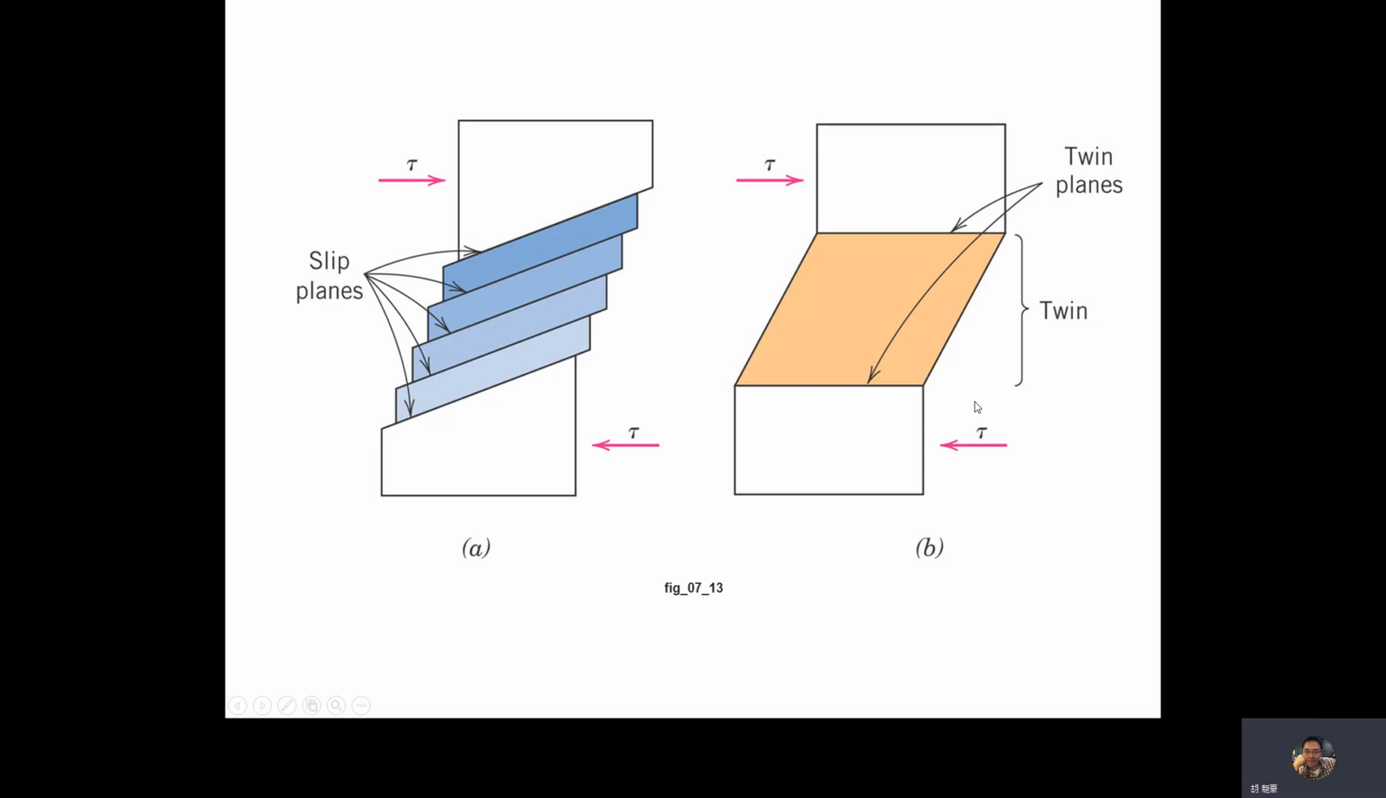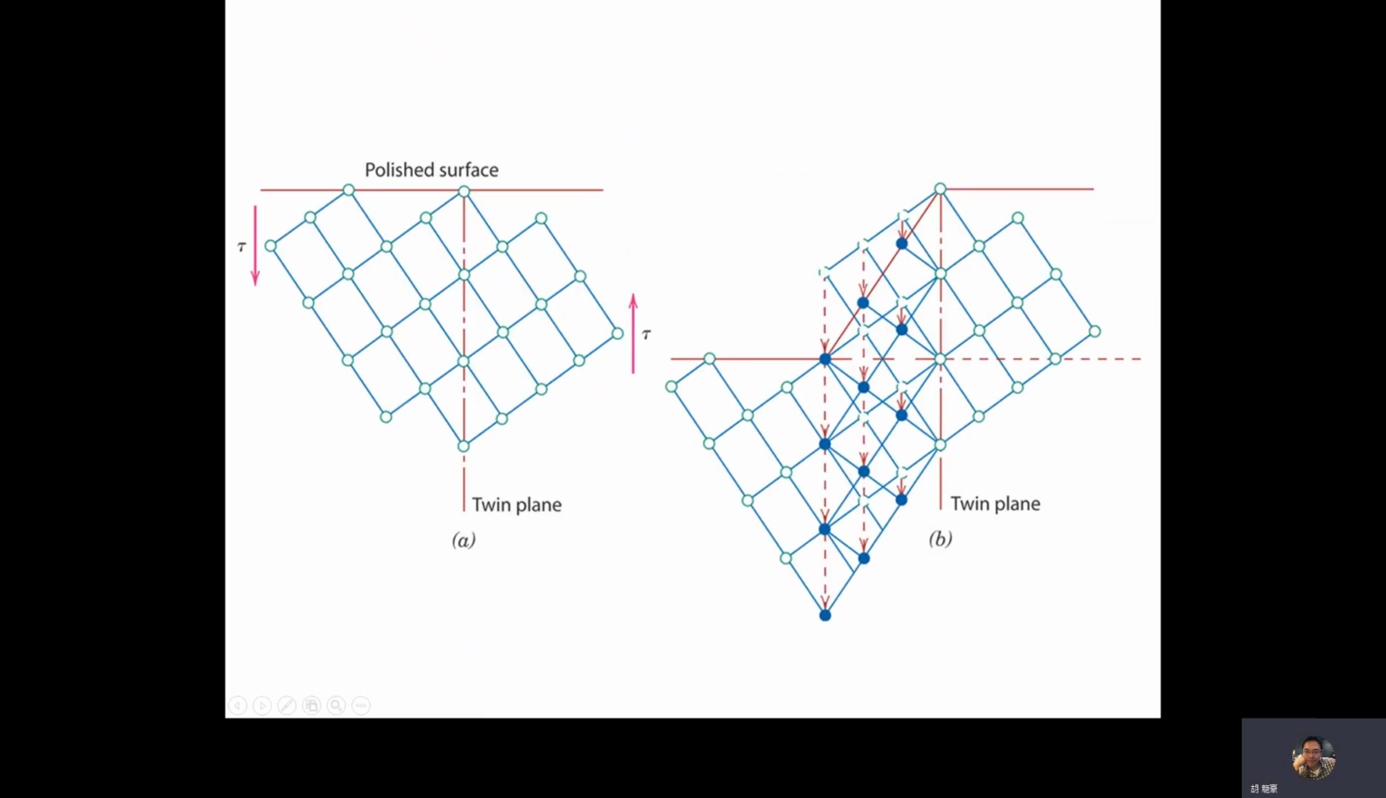Okay, slip process or twinning. For the slip, we have a slip plane right here, the close-packed plane, right? For the twinning, we have the twinning plane. It's a mirror. Okay, so the same example when we have the structure.